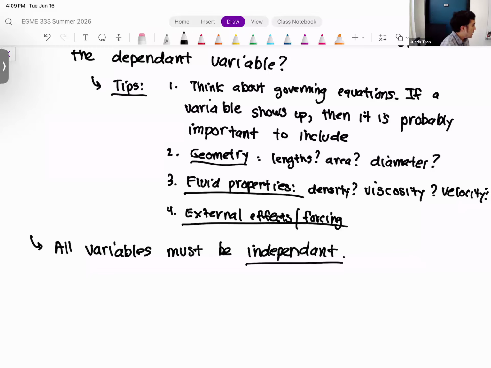One other thing that you have to think of when you're doing step one here, listing all the variables, is you have to make sure that all of the variables that you select are independent. And what independence means is that you should not be able to form a very simple combination of any variables in your system that are somewhat obvious.